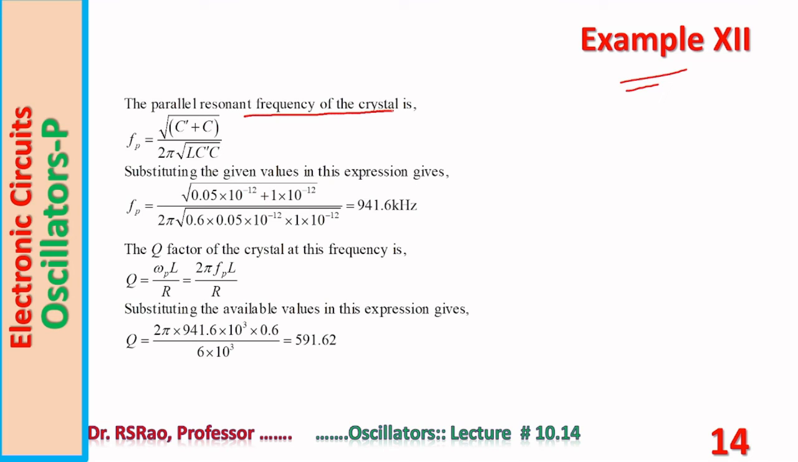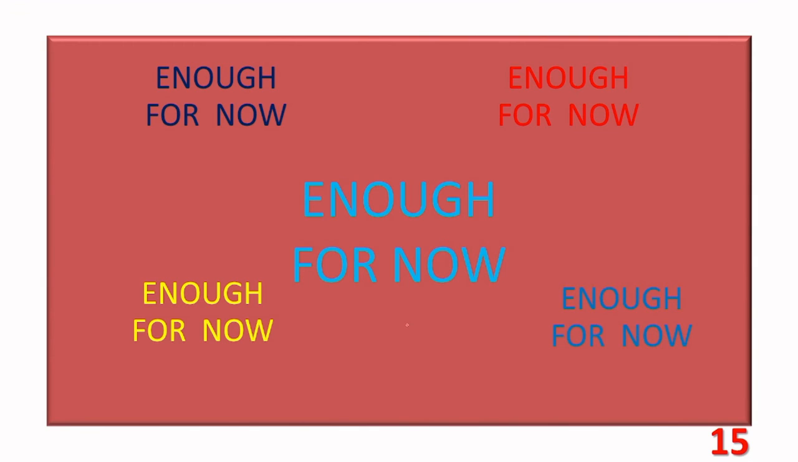Parallel resonant frequency of the crystal is Fp is square root of C prime plus C, whole thing divided by 2 pi square root of L C prime C. Using the given values, one can find Fp as 941.6 kilohertz. The Q factor of the crystal at this frequency is omega p L by R. Substituting the given values, it comes out to be 591.62. With this, we come to the end of the session.